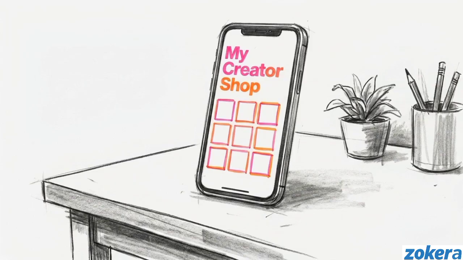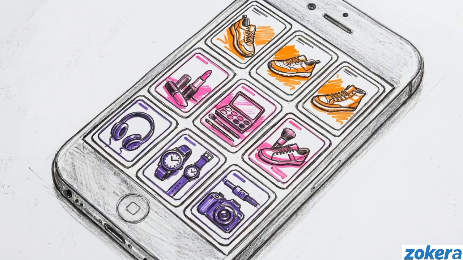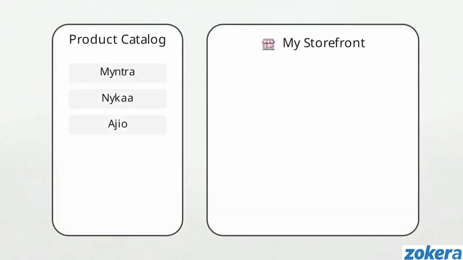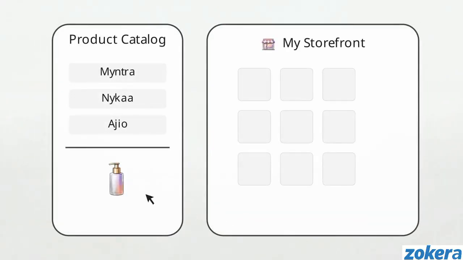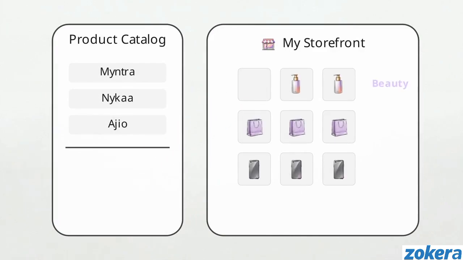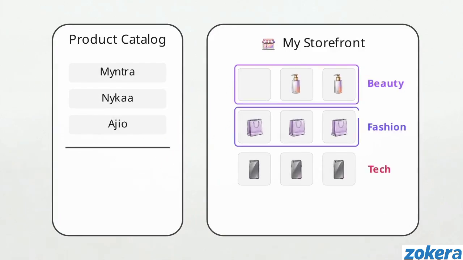Step 1 is building your foundation. This is your customized Zokera digital storefront, the single destination where all your product recommendations live. Inside the dashboard, you browse catalogs of major brands like Myntra, Nika, and Agio, selecting items that match your content and adding them to your storefront grid. Include products from 3 different categories to give your audience more reasons to explore your shop.